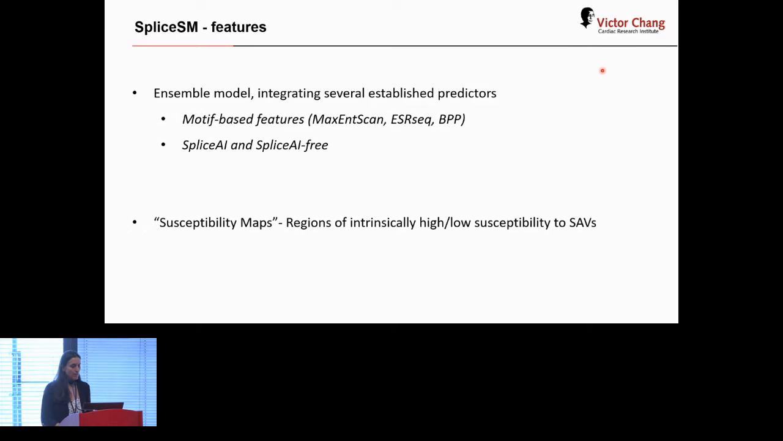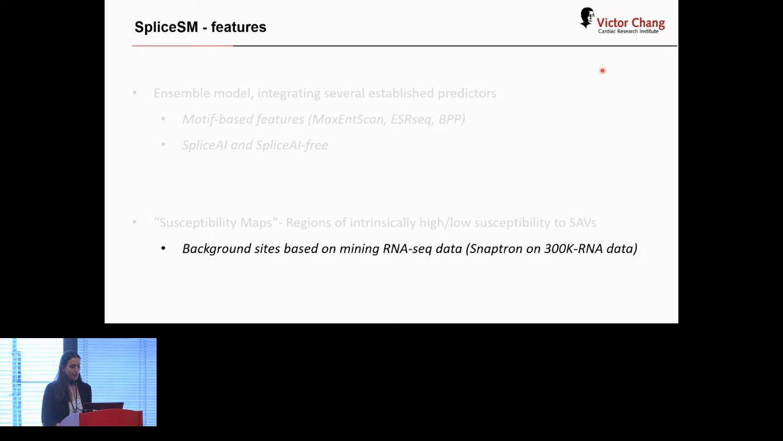The main difference is that we use what we call the susceptibility maps. These are regions of intrinsically high or low susceptibility to this type of variants. These are based on what we call background sites, which are unannotated splice sites that are found at low level in large RNA-seq repositories. We mine this 300K RNA data for this.